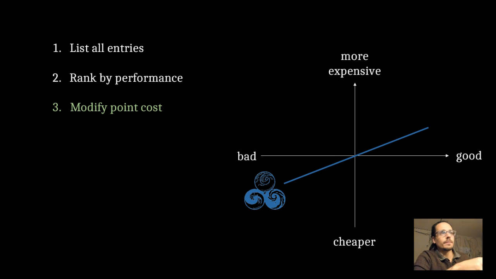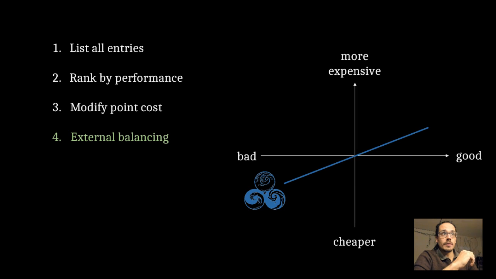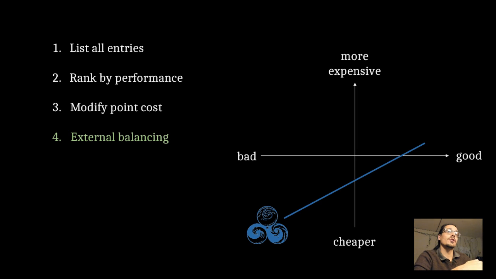At this point, you will need to do something else. You will need to take into account the external balancing. For example, an army like the Highborns might be perceived to be relatively underperforming in general, and so it should get a general decrease in points. Maybe some entries which are particularly good can still get more expensive. They may stay at the same level, but the general idea is that this line can move.